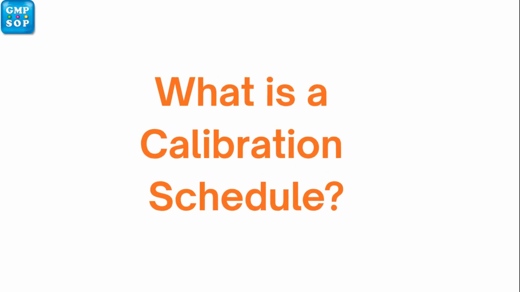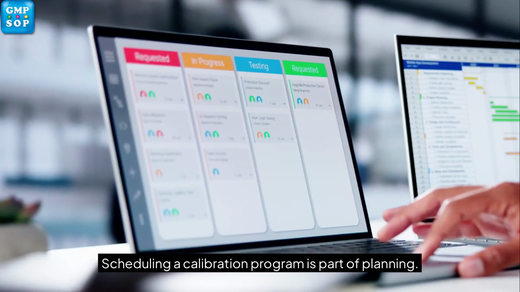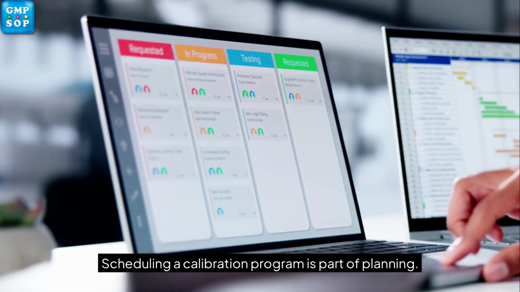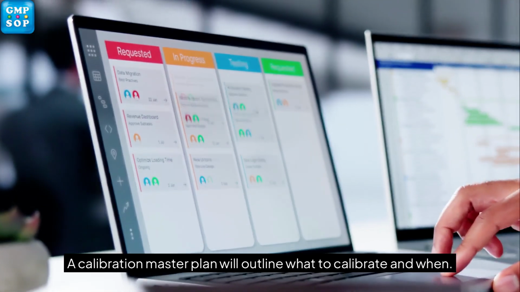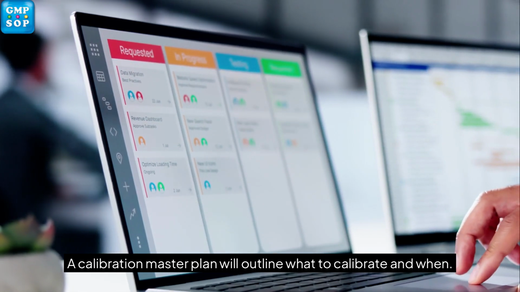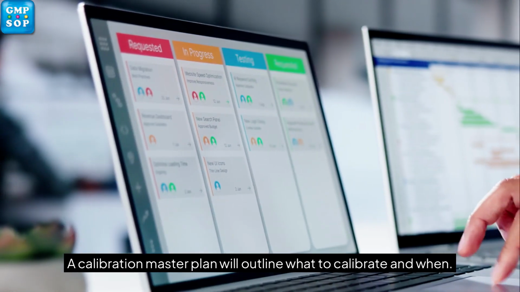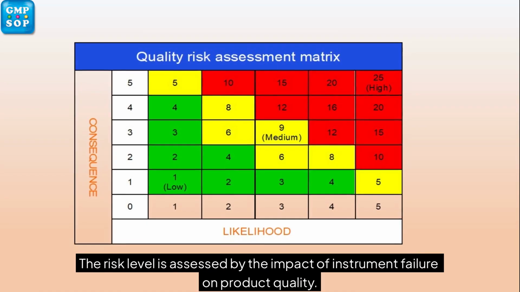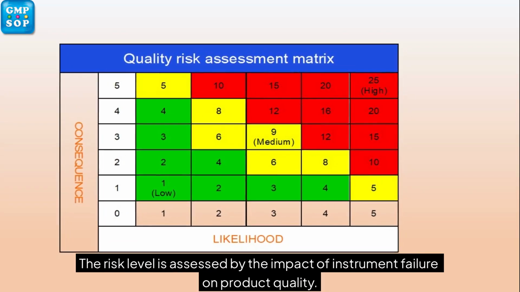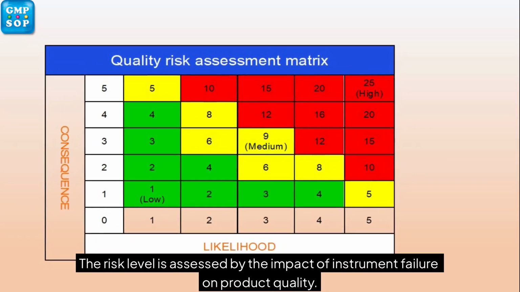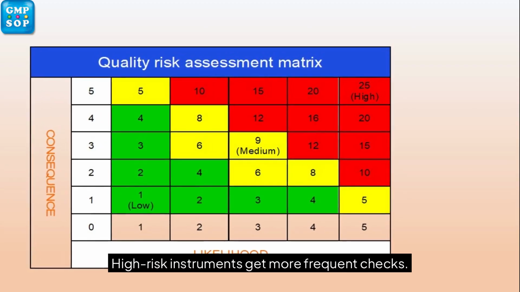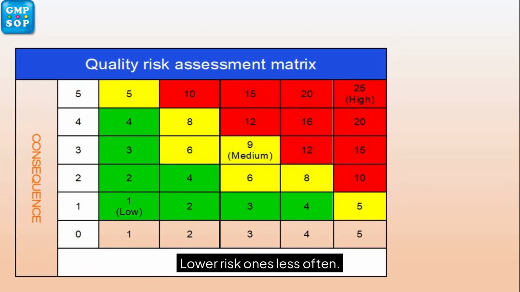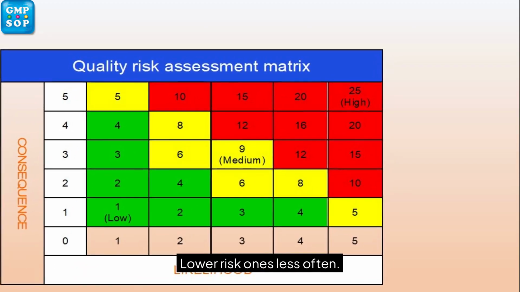What is a calibration schedule? Scheduling a calibration program is part of planning. A calibration master plan will outline what to calibrate and when. The calibration master plan should be based on risk. The risk level is assessed by the impact of instrument failure on product quality. High-risk instruments get more frequent checks, lower-risk ones less often.